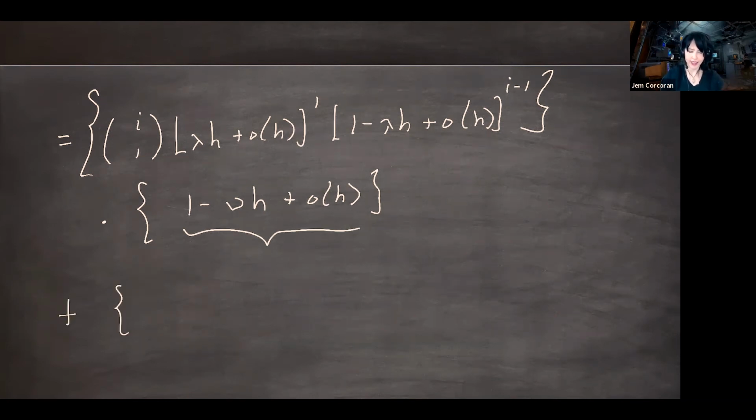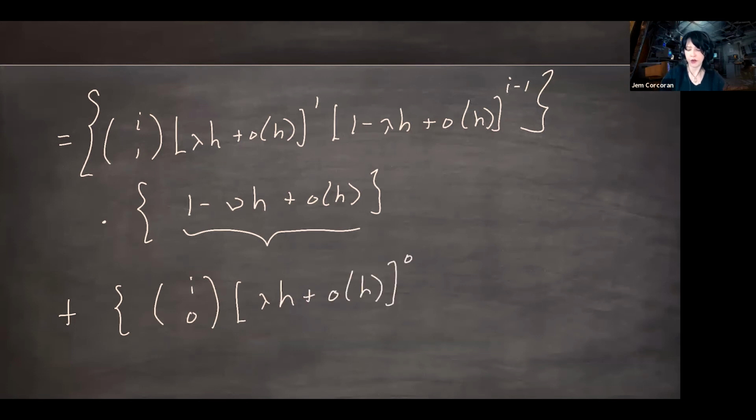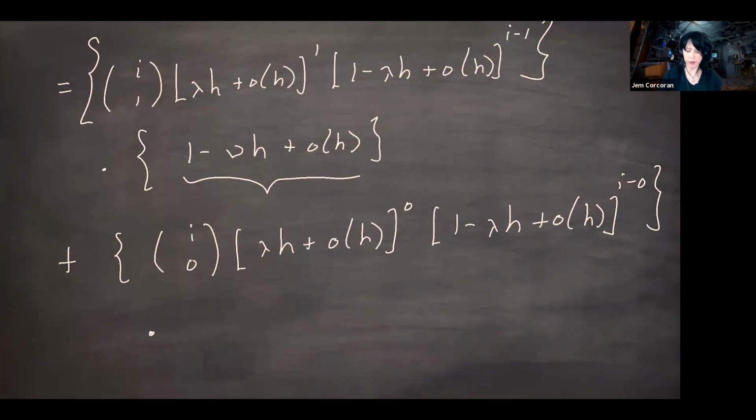Plus, so now I have 0 births. Out of I people, I have to choose 0 people to give birth. The birth probability to the 0, 1 minus the birth probability to the I minus 0, and that whole thing gets multiplied by the probability of 1 immigration, which is nu h plus little o of h. It's at this point when you realize how happy you are to have the little o's, because hardly any terms survive here. So I would look at the individual terms in the sum.